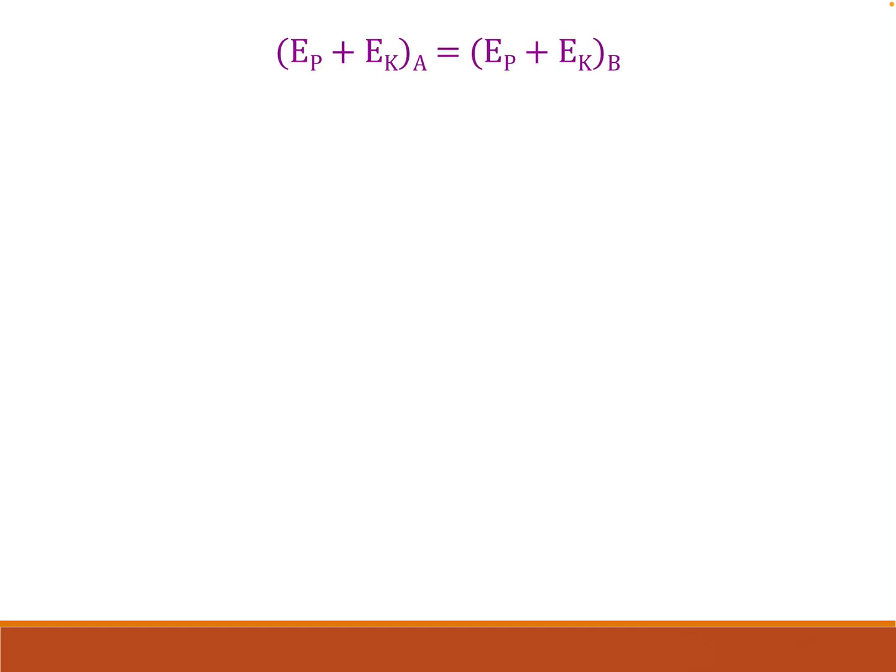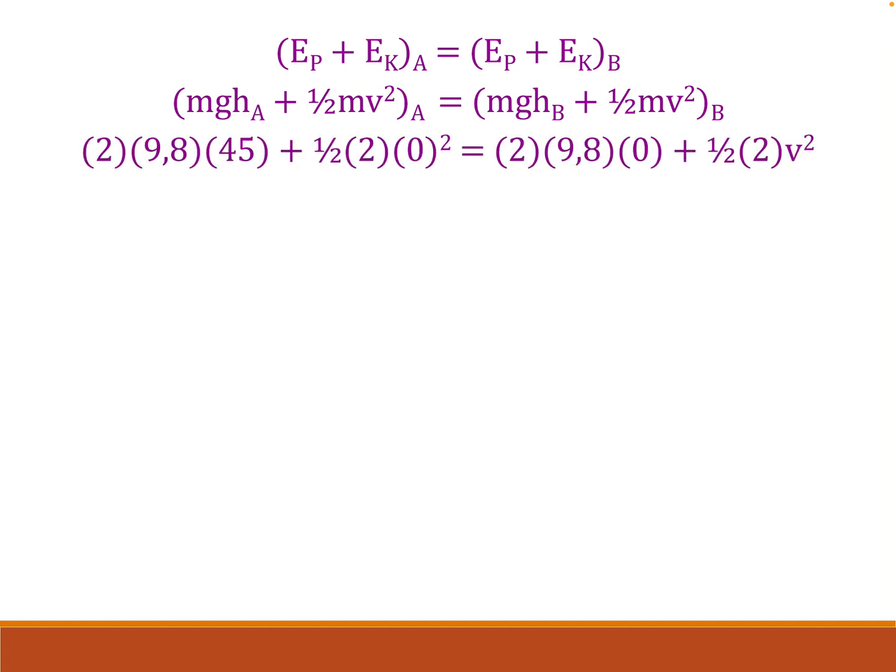So, potential plus kinetic at A is equal to the potential plus the kinetic at B. Potential at A is mgh, kinetic at A is a half mv squared. So mgh plus a half mv squared. So, it was 45 meters above the ground, 9.8, 2 kilograms. I know that's 0. I still put it in. I know when it hits the ground, the height is now 0 again. But now it's got a velocity. So what am I doing here? I'm solving for v.